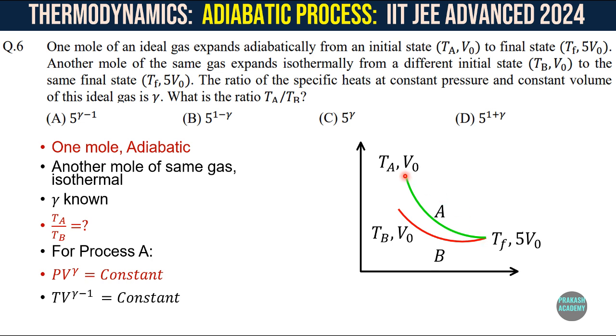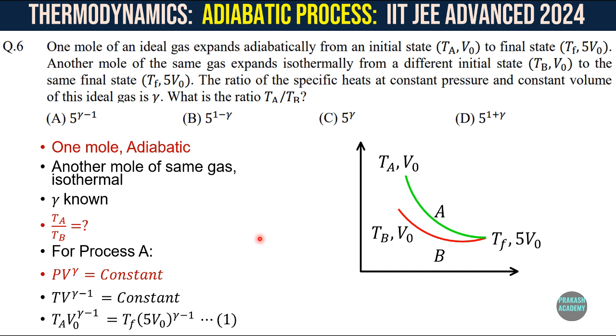So I can find the product at this point and then I can equate. At the initial point this is Ta and the volume is V0 raised to the power gamma minus 1. At the final point, temperature is Tf and volume is 5V0 raised to the power gamma minus 1. Let's call this equation 1.